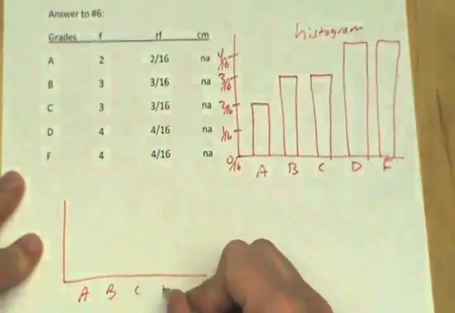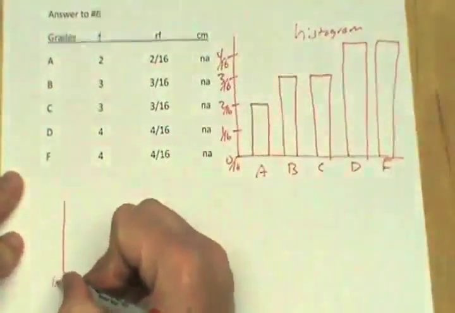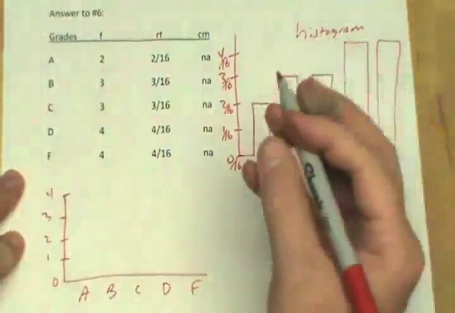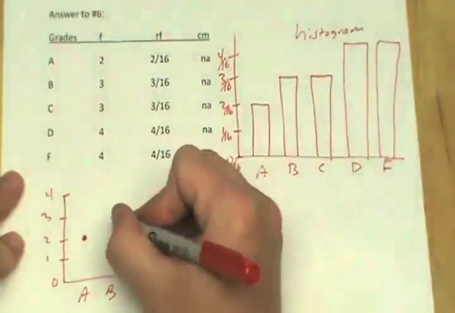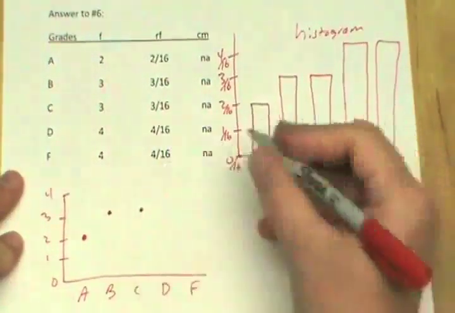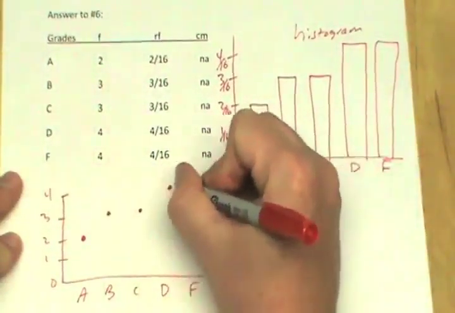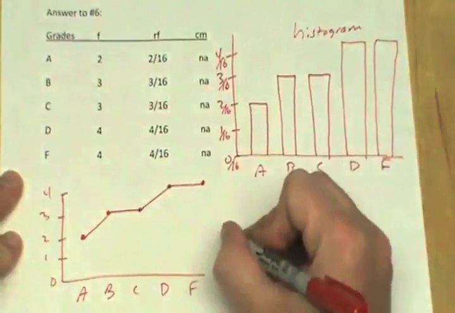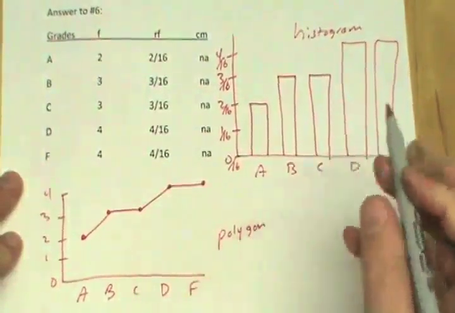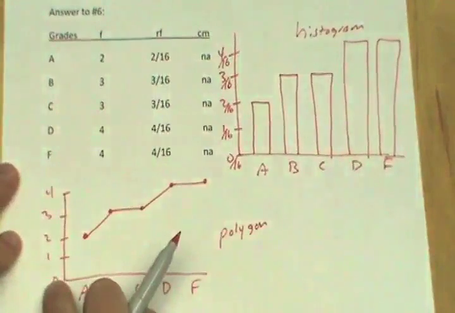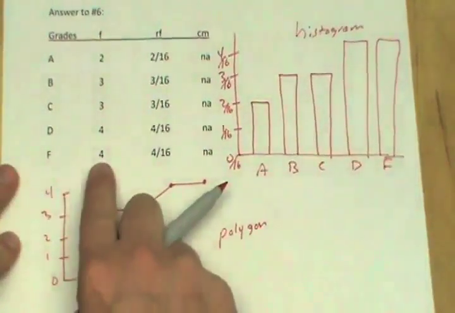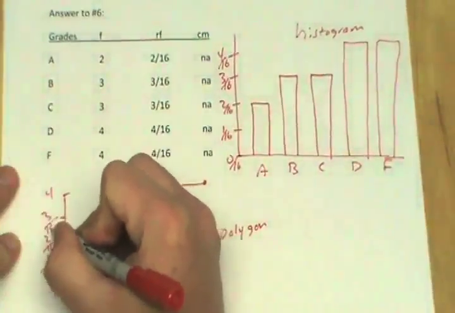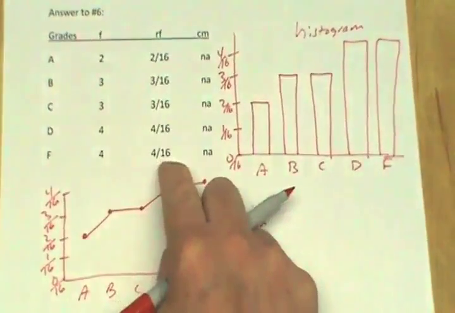A, B, C, D, F. We have to go to at least 4, 0, 1, 2, 3, 4. And we have 2 A's, 3 B's, 3 C's, 4 D's, 4 F's. Straight across, up a little bit, straight across, up a little bit. And that would be your polygon. That would be a frequency polygon because we are using frequencies. They match up to the frequency, and if we choose relative frequencies, we divide by the sample size.